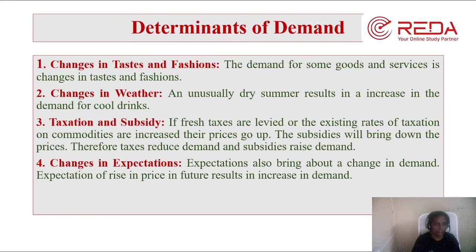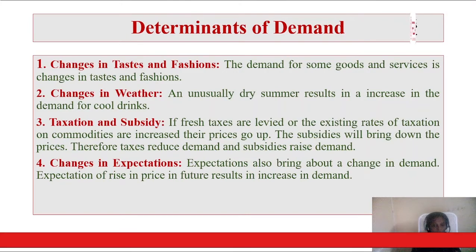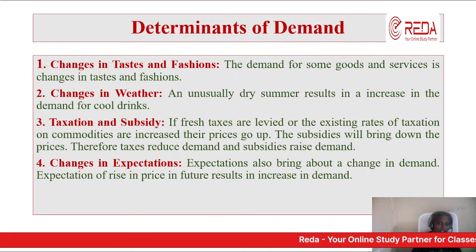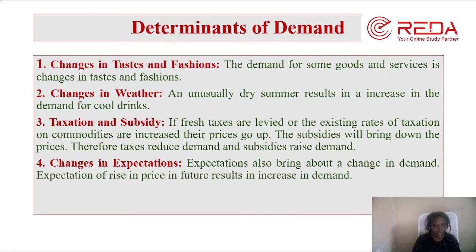At that time, the government comes and gives subsidies for the commodities and fixes low prices. The best example is the public distribution system. Through it, they distribute agricultural commodities and other commodities by fixing lower prices. So at that time also, the demand for the commodity rises. So both taxation and subsidies decide the demand for the commodity, which is a very important factor in the current situation. Then the next one is changes in expectations.